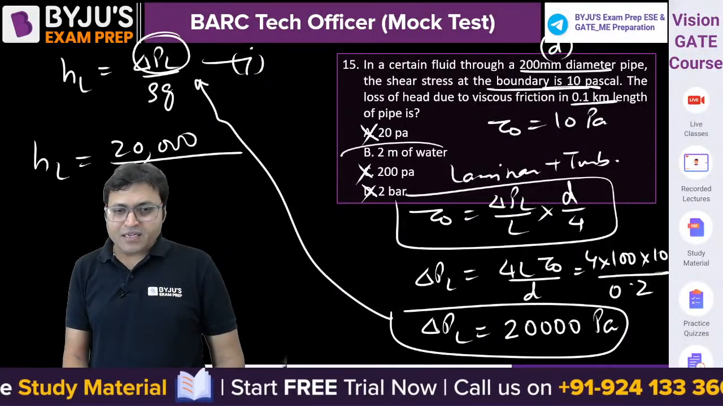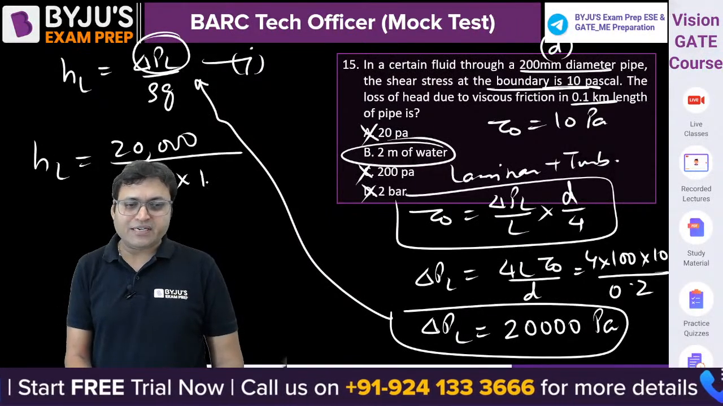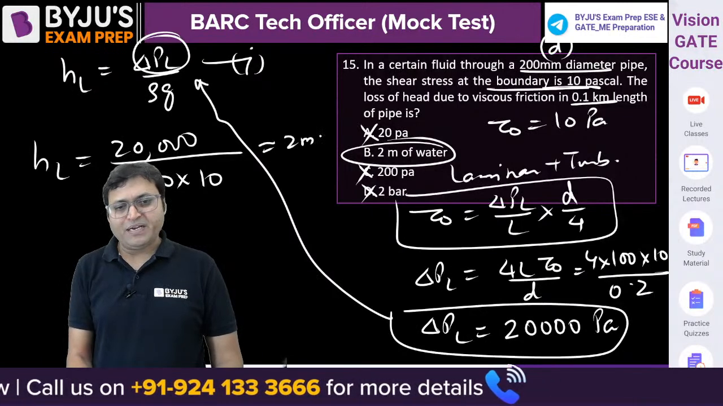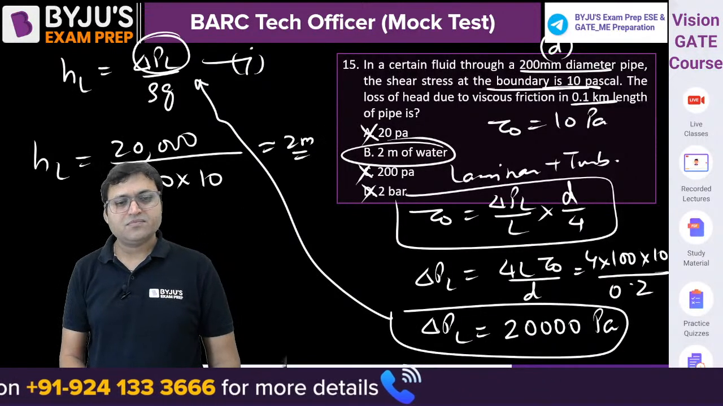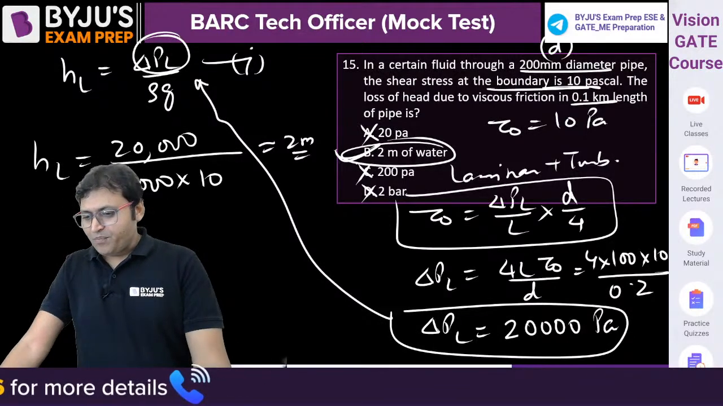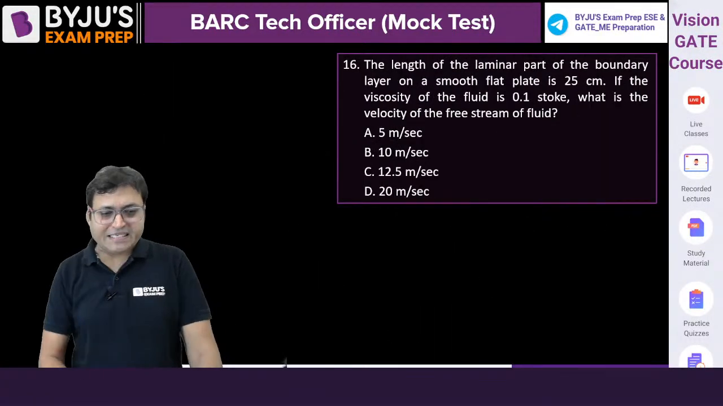So if you check this option, rho is 1000 into 10. So it is 2 meter of water. It will be 2 meter of water. B will be the answer. B will be the correct answer for question number 15. Question number 16.